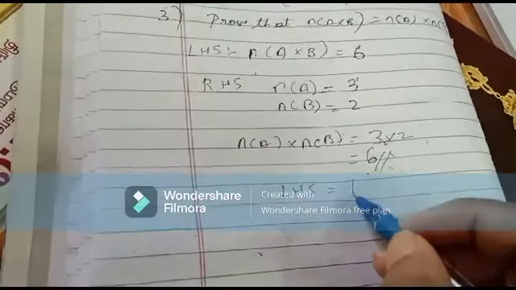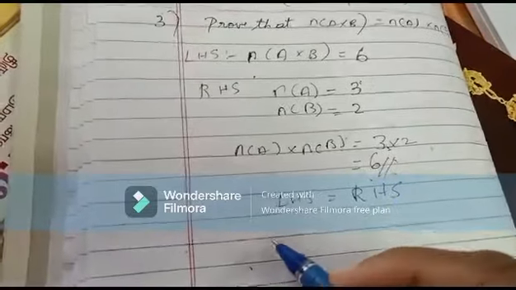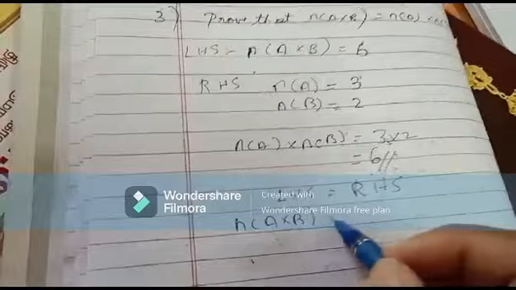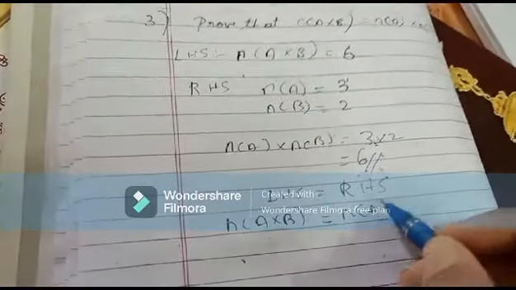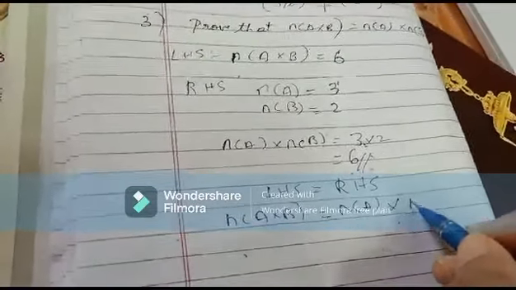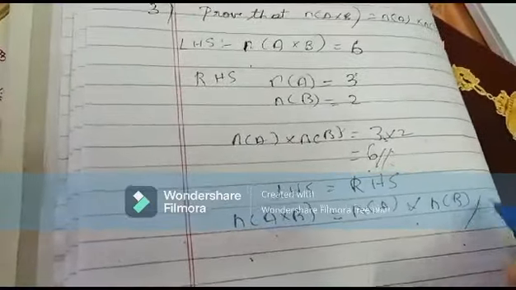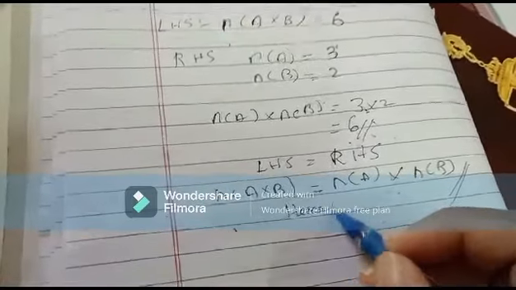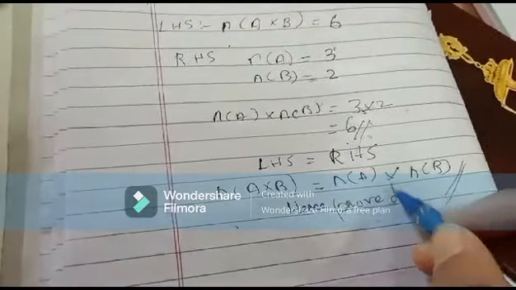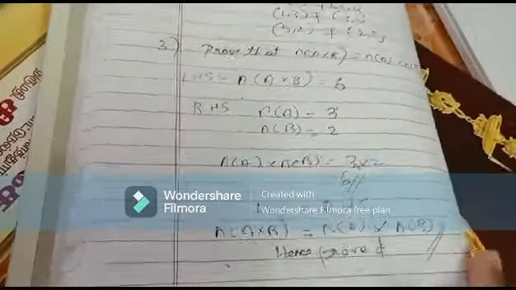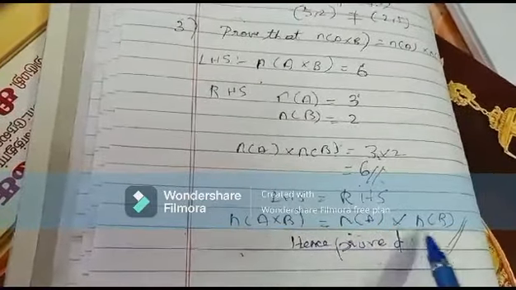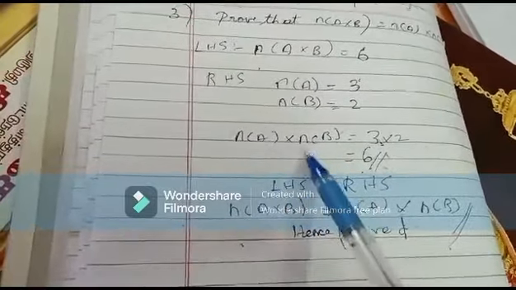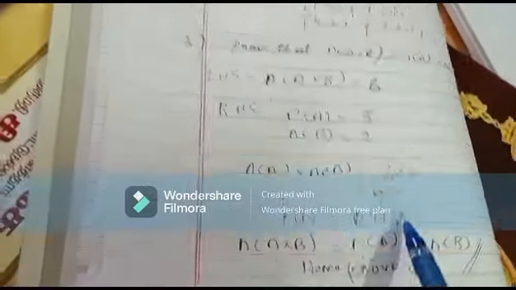So left hand side is equal to right hand side. So that means n of A cross B is equal to n of A cross n of B. So we proved it right here. Hence proved. Okay, so we proved n of A cross B is equal to n of A cross n of B. So both are 6. n of A cross B is 6 and n of A cross n of B is also 6. So hence it is proved.